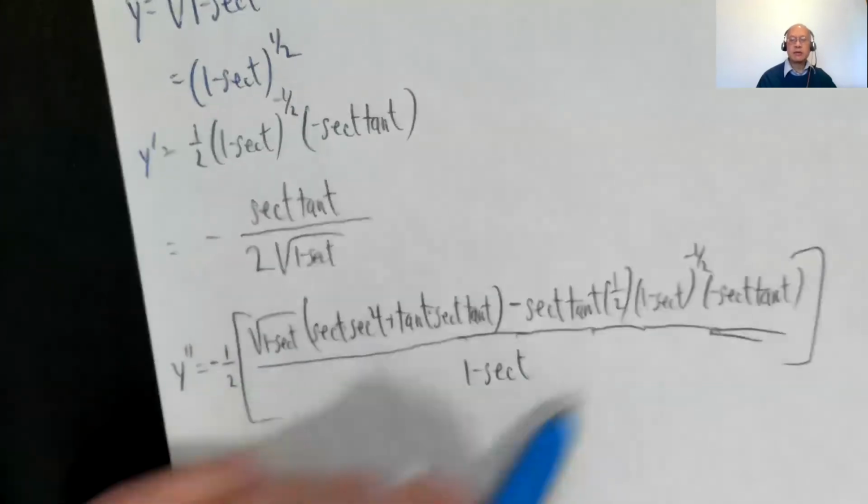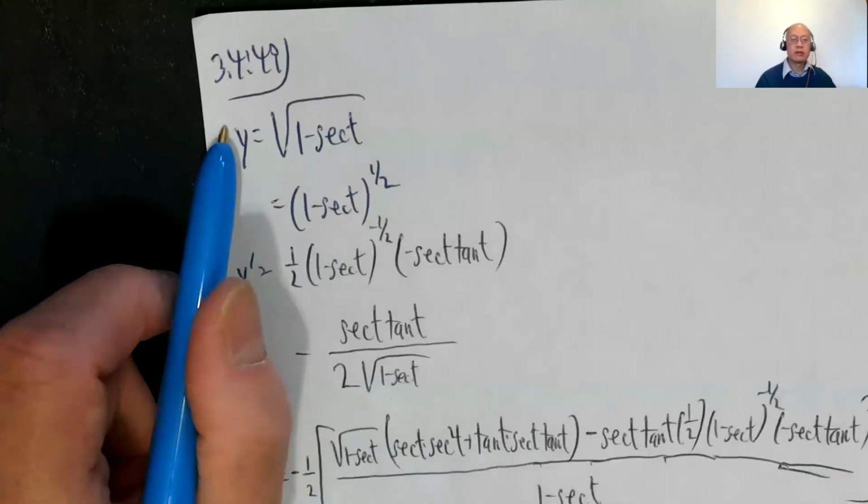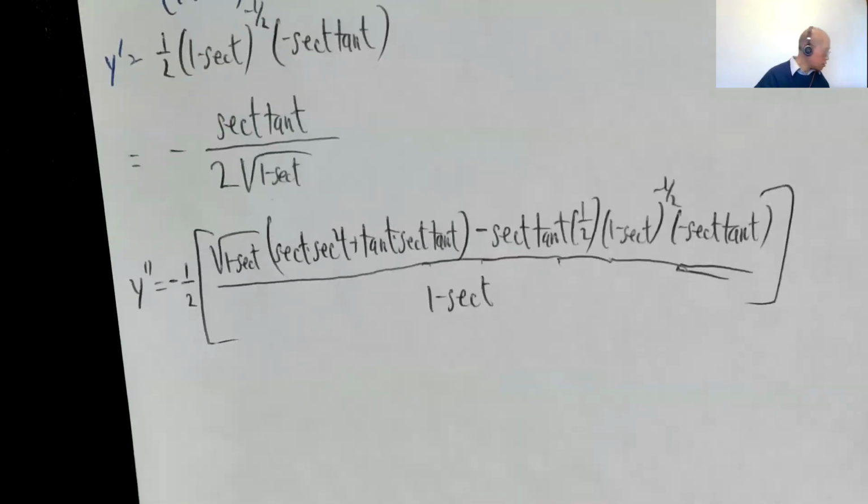So this mess, it can be simplified. It's not worth doing it. We'll just say that we've done enough for that one. That was 3.449 also. But for the most part, this was section 3.6.